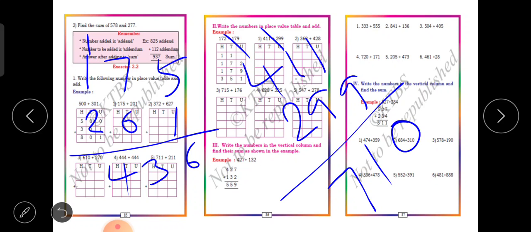Okay, 710. So please follow the sums and write it. Complete this and finish it. We are going to complete all the sums.